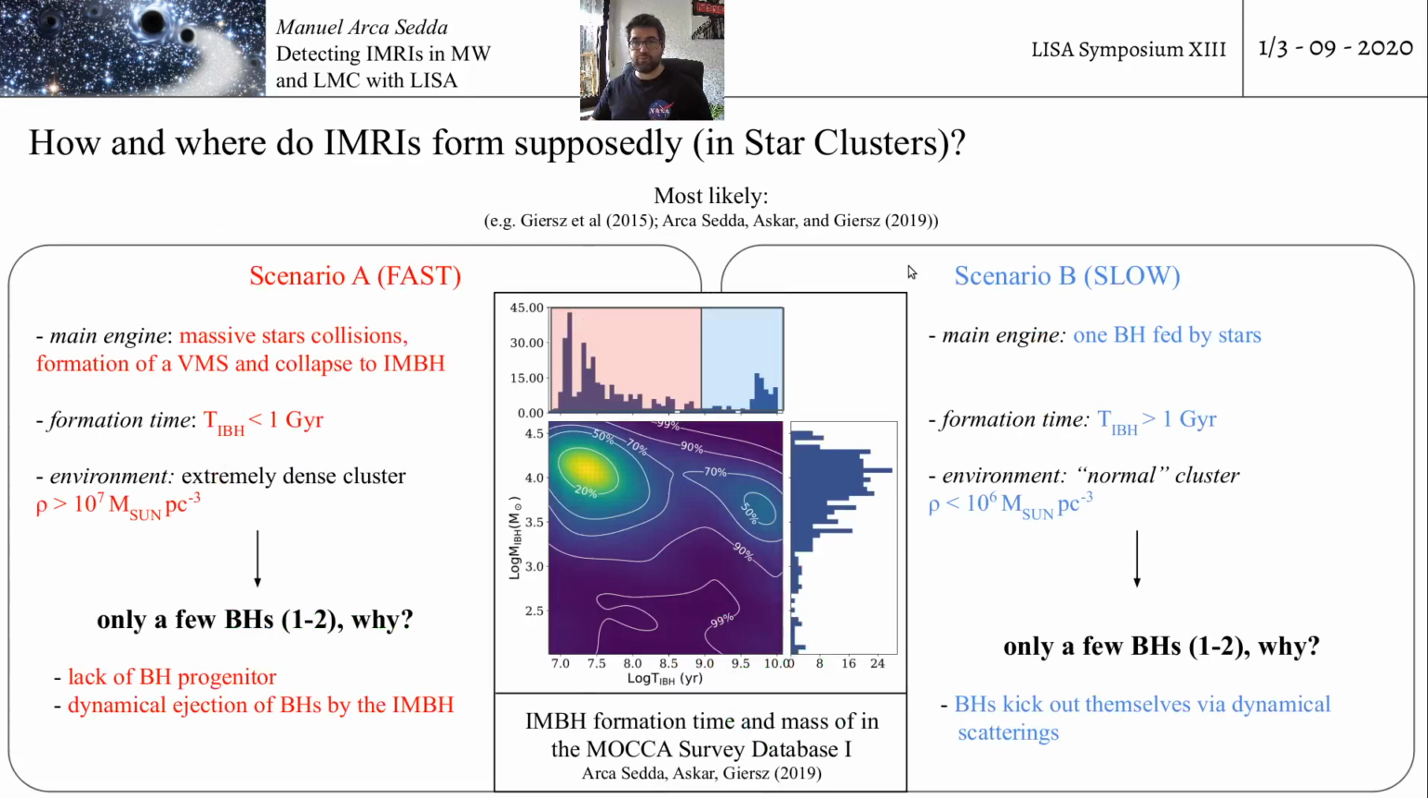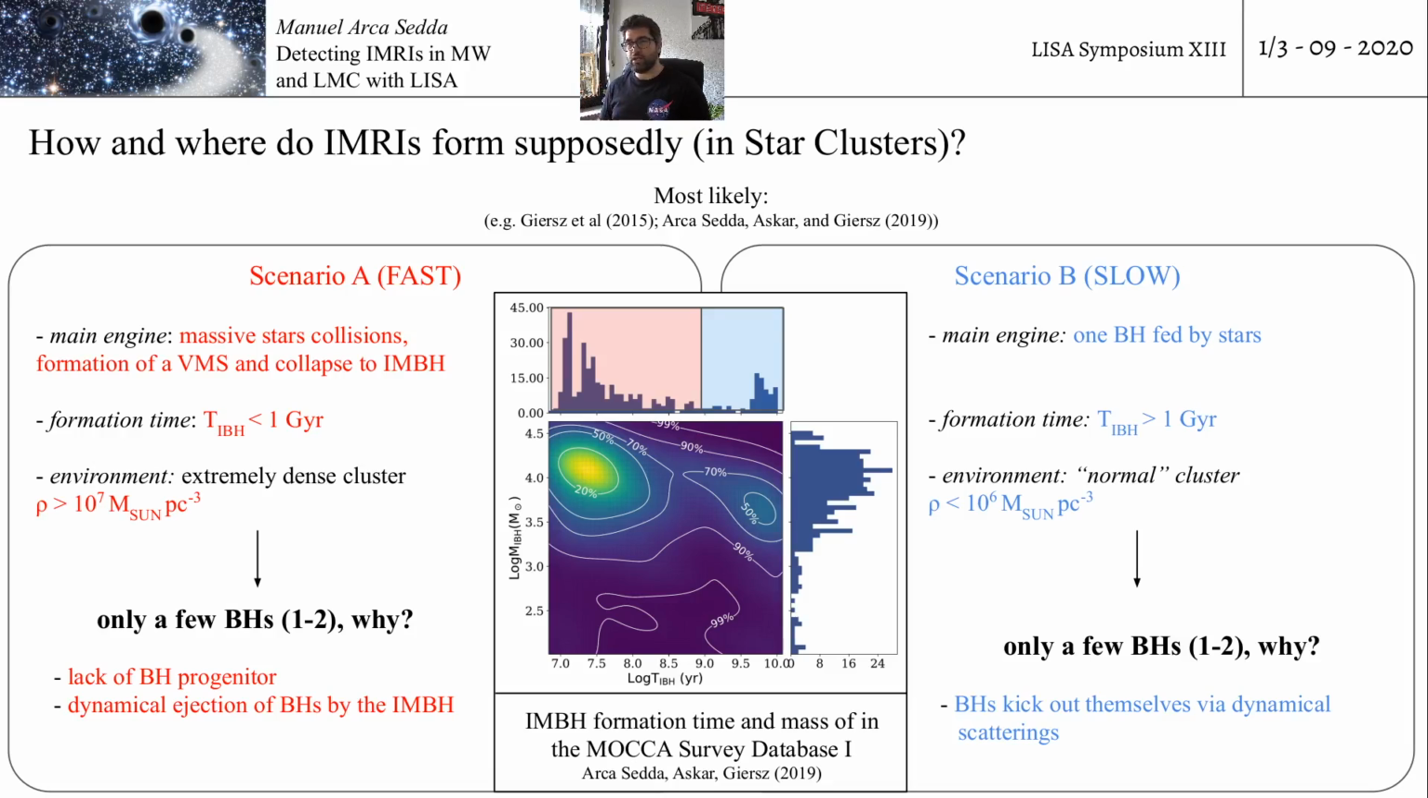So in a series of papers, we have been studying how IMBHs might develop in star clusters, exploiting this suite of Monte Carlo simulations. Please refer to these papers if you are interested in details about this. We basically found that IMBHs can form through two main scenarios, A and B. In the A or fast scenario, you have the most massive stars that start colliding with each other and build up a very massive star that collapses into an IMBH.